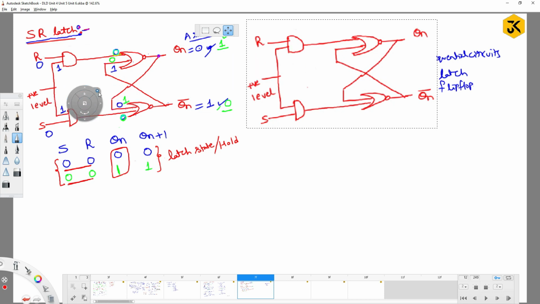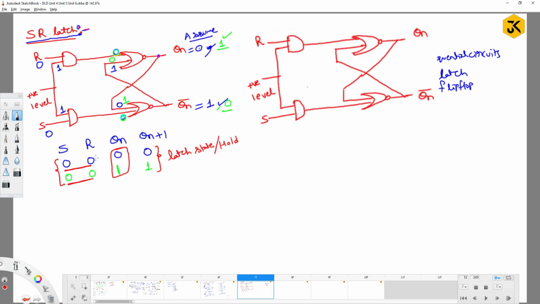Right, now try to solve. What are the other inputs possible? One is 0 1, right? So S is now 0, R is 1. When S is 0, R is 1, can I assume that Q1 is 0? I am assuming that Q1 is 0. If I am assuming that Q1 is 0, this should be 1. This should be 1, right?